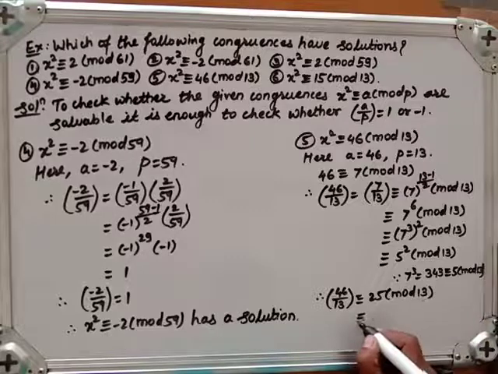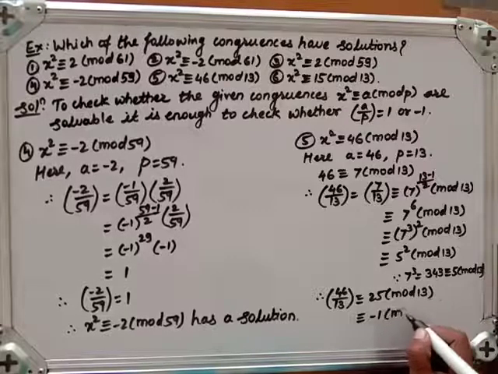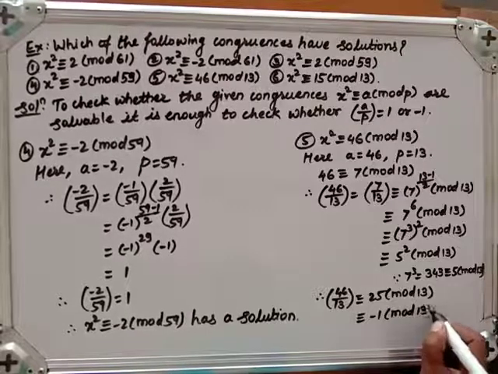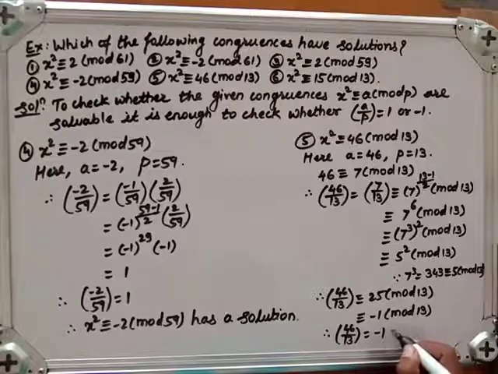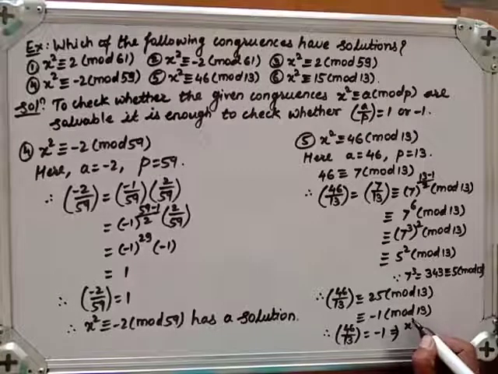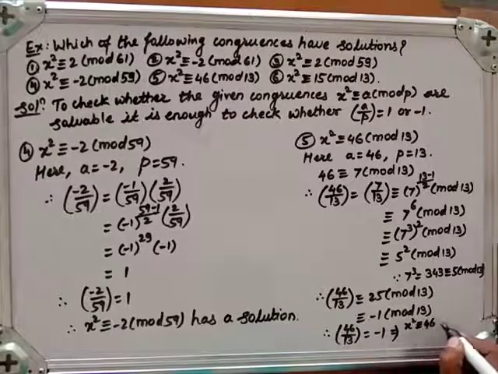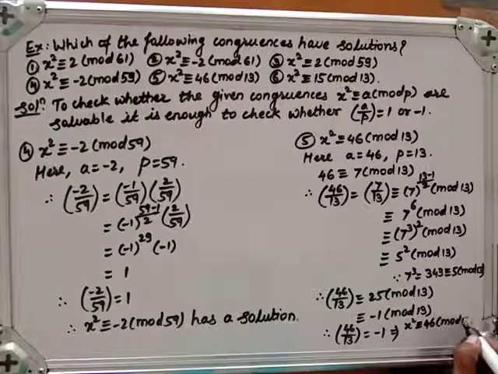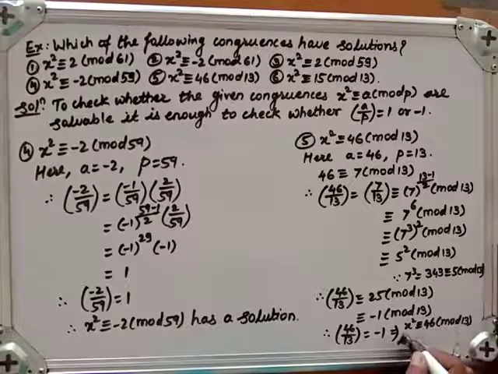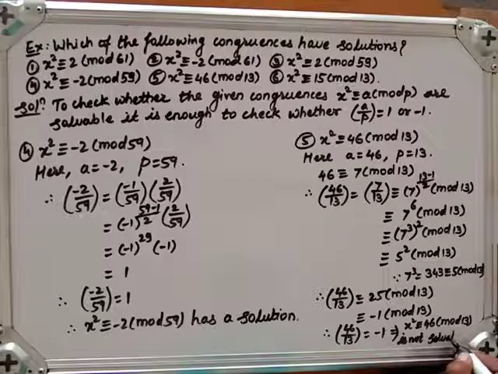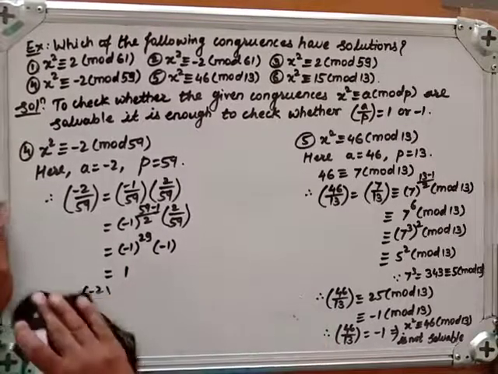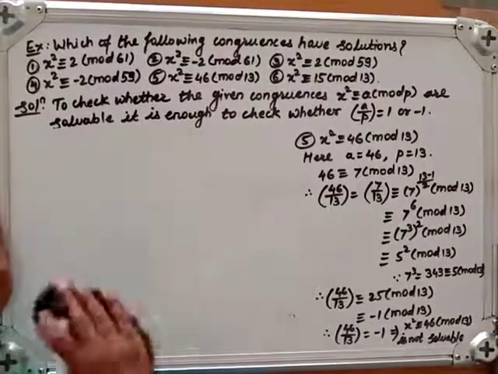And 25 is nothing but minus 1 modulo 13. Therefore, the Legendre symbol of 46 over 13 is what? Minus 1. This implies x squared congruent to 46 modulo 13 is not solvable.